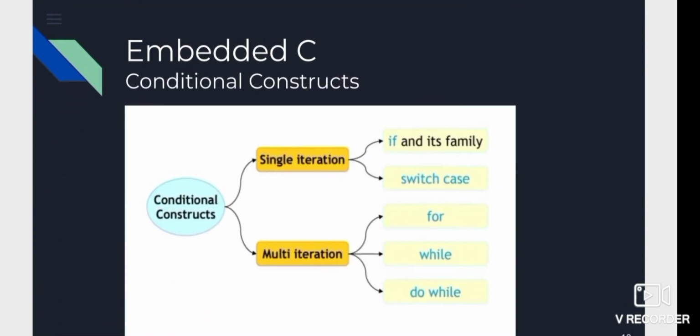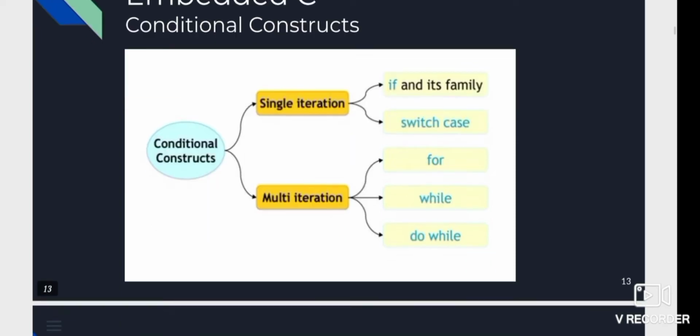We have conditional constructs in C, single iteration and multi-iteration. Single iteration consists of if, else if, else, and switch case statements. Multi-iteration consists of for loop, while, and do while.